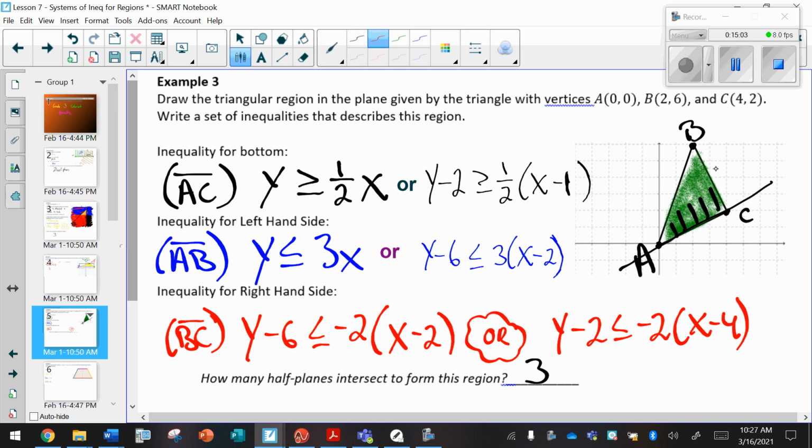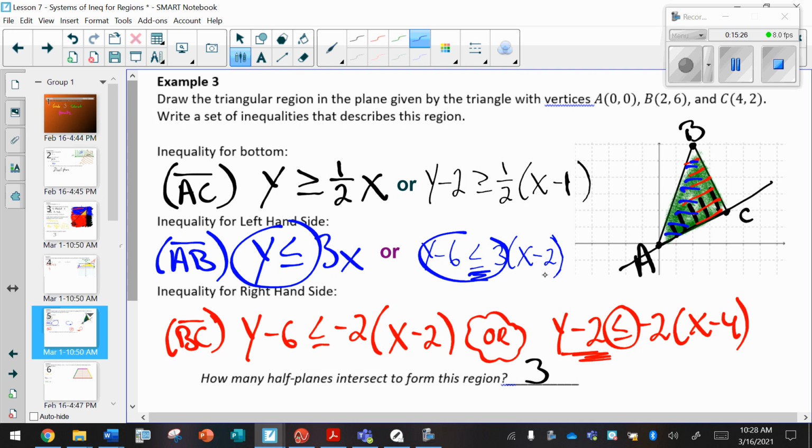For side BC, this is technically below, so you need to make sure that the y side of your equation is less than or equal to the x side of the equation. For side AB, it is also below, so you need to make sure that the y side is less than or equal to the x side of your equation, just like what you did in algebra.